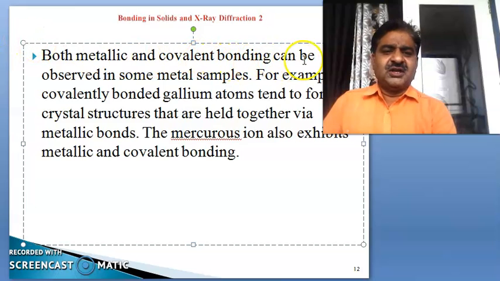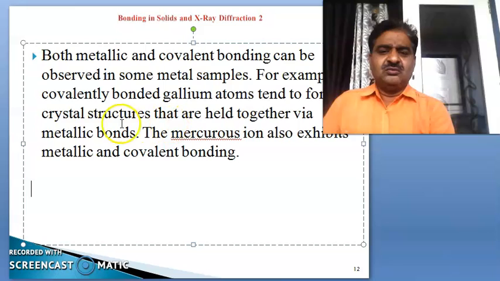Both metallic and covalent bonding can be observed in some metal samples. For example, covalently bonded gallium atoms tend to form crystal structures that are held together via metallic bonds. The mercurous ion can also exhibit metallic and covalent bonding.